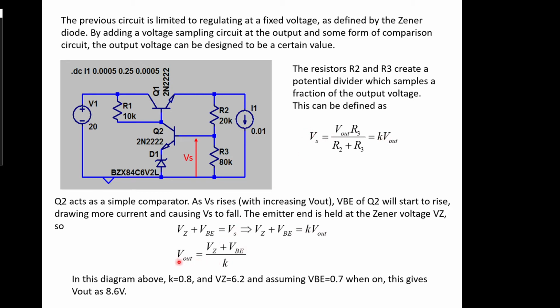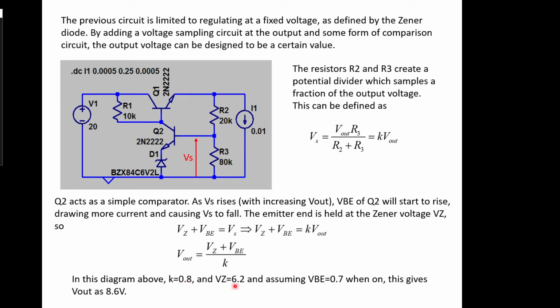So we can then define V out as being Vz, for any Zener that we happen to have chosen, plus VBE, which we're going to be assuming is 0.7 of a volt for any given transistor if it's on, and we want it to be on, divided by K. And K is something that we have control of because it's related to our output voltage and these two extra resistors we've added. So as it says in the diagram above, K equals 0.8 if we took these values and calculated K from V out.